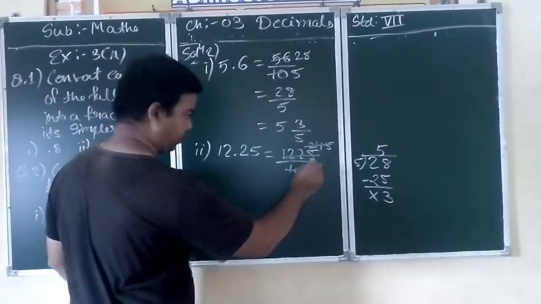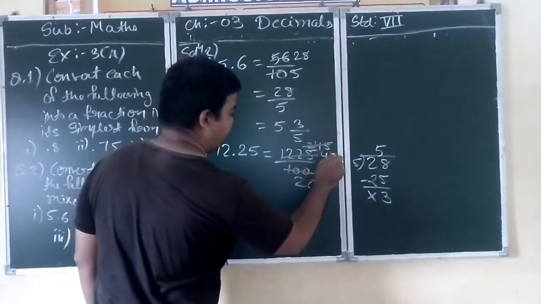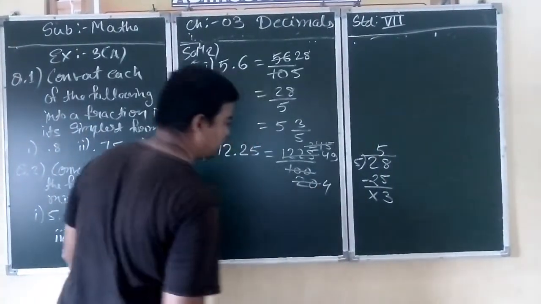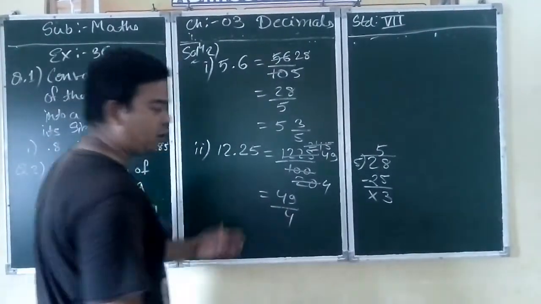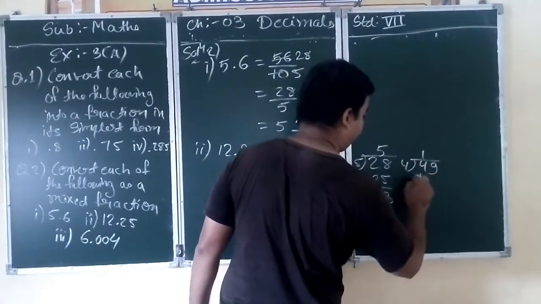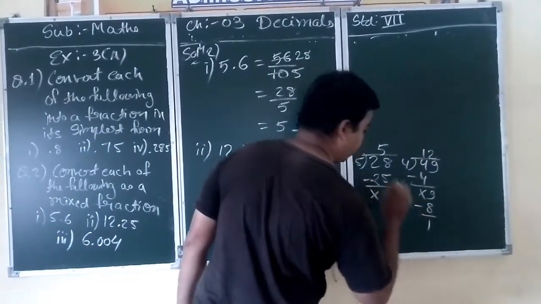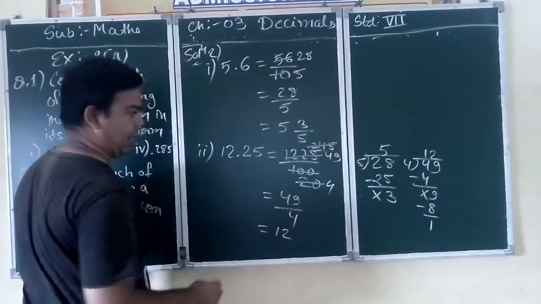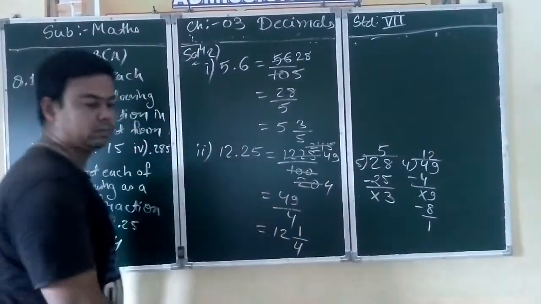5 5s are 25, 5 2s are 10, 5 9s are 45, 5 4s are 20. 49 by 4. 49 by 4, we change into a mixed fraction. 4 1s are 4, 9. 4 2s are 8. And minus 8, 1. So 12 is the whole part, 1 is up, 4 is down. 12, 1 by 4. Okay.